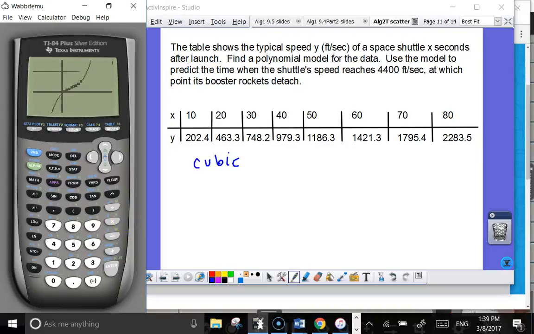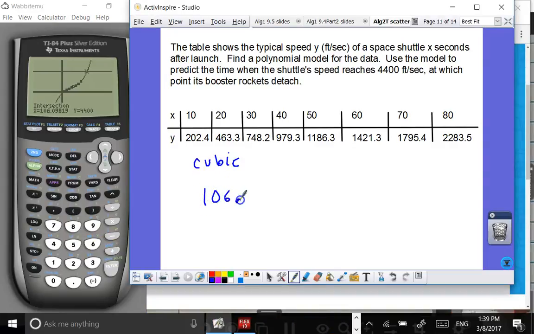So now you can see that good cubic shape to it. And you can see the y equals 4,400. So now we want to find the intersection point, and the x value is going to be our answer to the question. So again, how do I do that? Second, trace 5, enter, enter, enter. So it looks like 106.1 seconds after launch, and I guess that's when the booster rockets detach. And we calculated it.